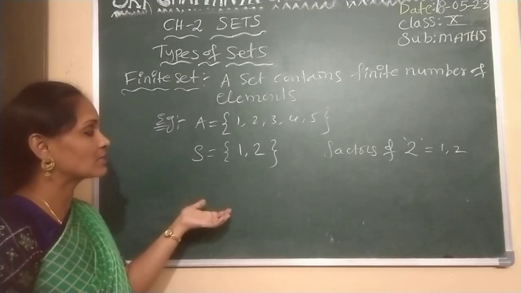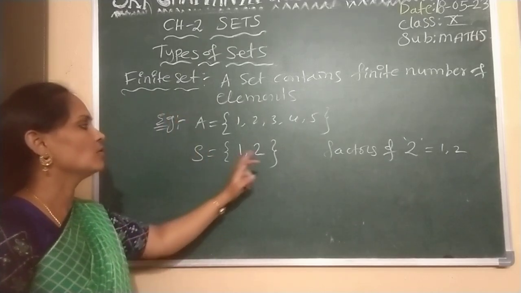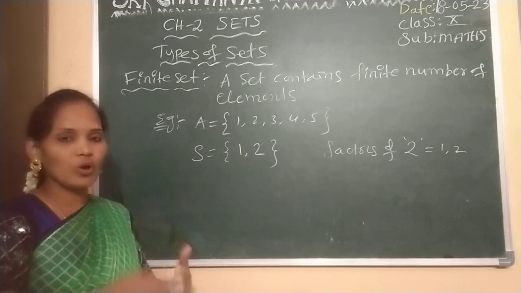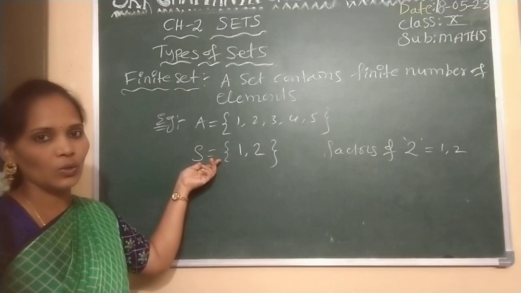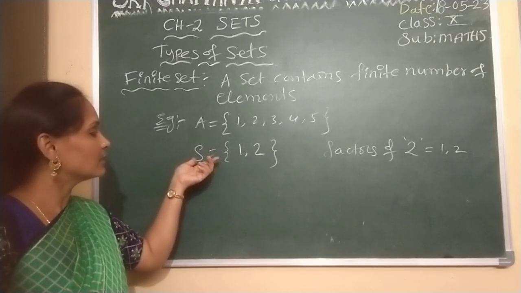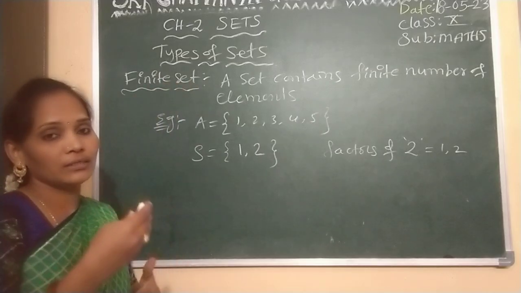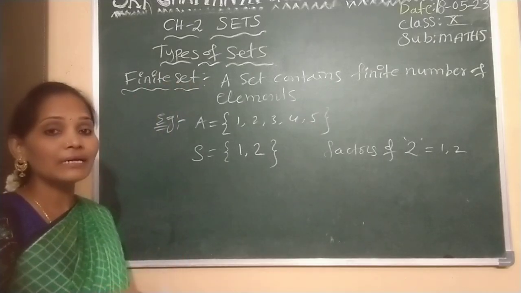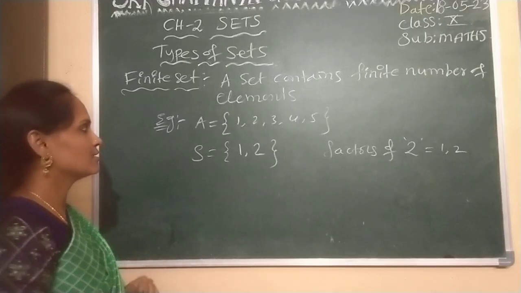So how many factors are there for 2? 2 factors. What are those? 1, 2. We are able to count the elements in the set S. Yes or no? So this set S is called a finite set. Why? Because we are able to count the elements in the particular set. Okay, I hope you understand.